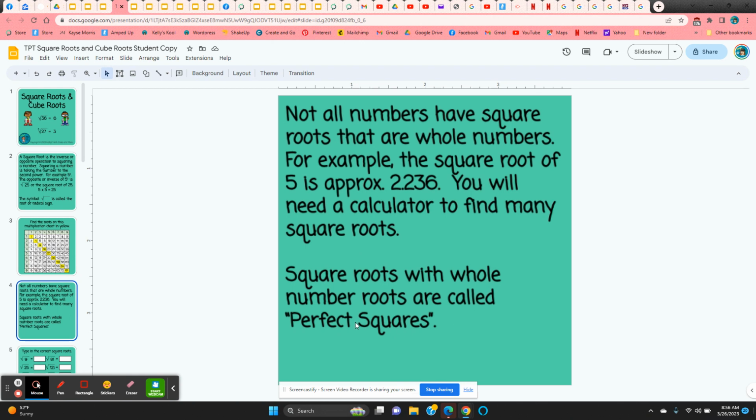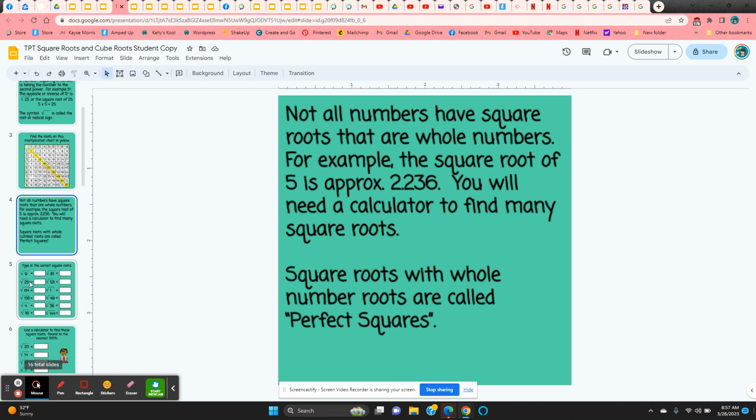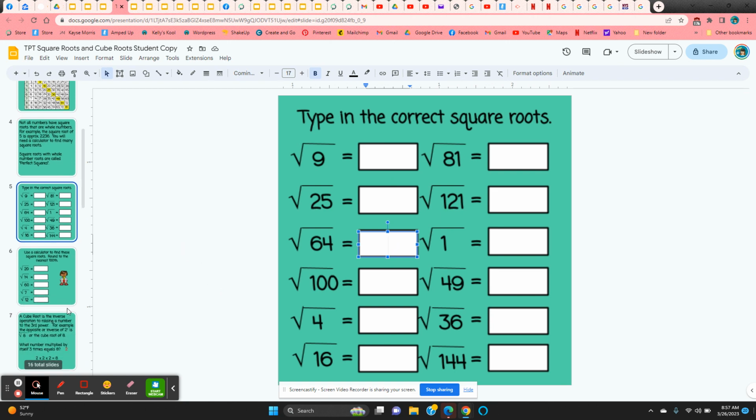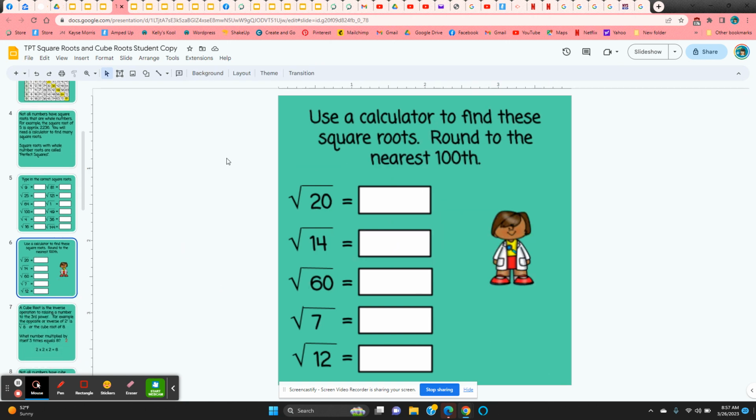If they're whole number square roots, they're called perfect squares. And then the students are just going to type in the perfect squares for each one of these. They can refer back to the multiplication chart if they need to. Now they've got some square roots where they need to use a calculator, and they're going to be asked to round to the nearest hundredth.